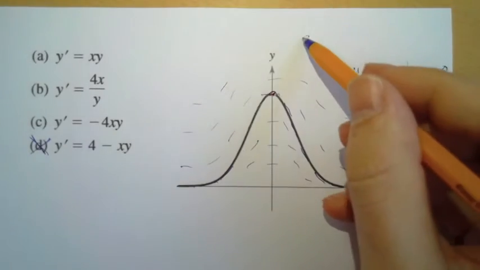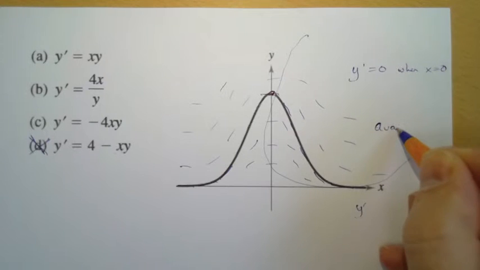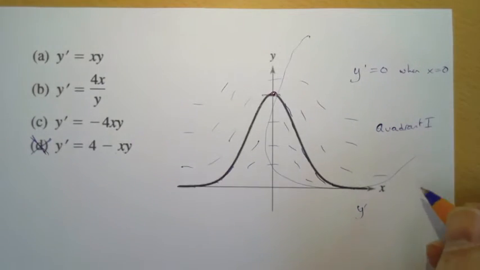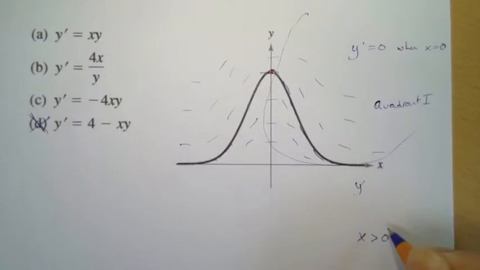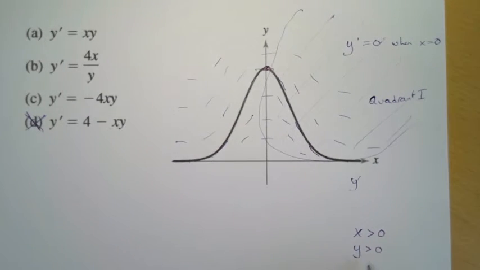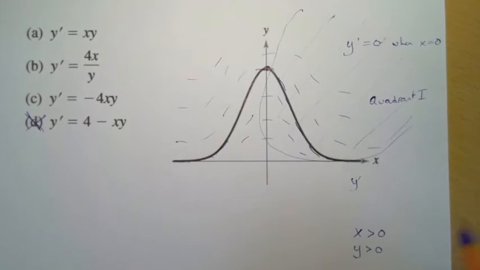And the idea we want to work on is thinking about quadrant 1 in general. In quadrant 1, we have positive values of x, we have positive values of y. All these points in here are such that x and y are positive. And look at the slope. y prime is negative everywhere.